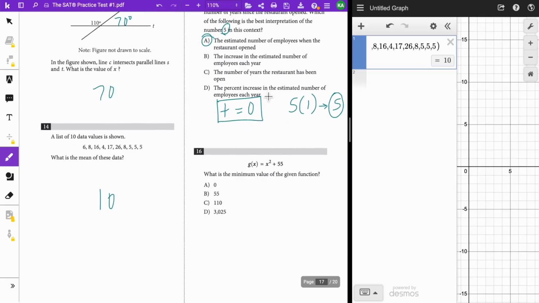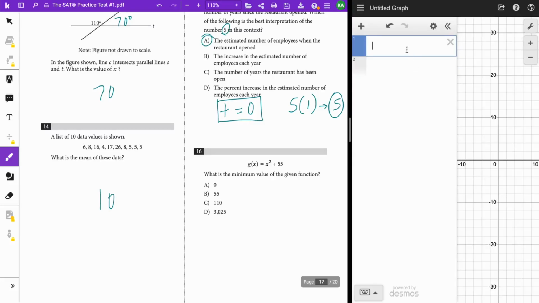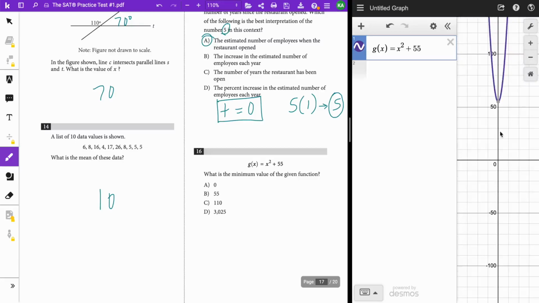What about 16? What's the minimum value of the function? Well, we can go to Desmos. I'll click the home button to go back to the regular zoom, and I can put in the function just as I see it there. And notice that it jumped up here. So the minimum value is just that low point there, the vertex. The minimum is at 55. It's not 0. 0 is the x value, but the minimum refers to the height, the y value, and the minimum would therefore be 55, which is B.